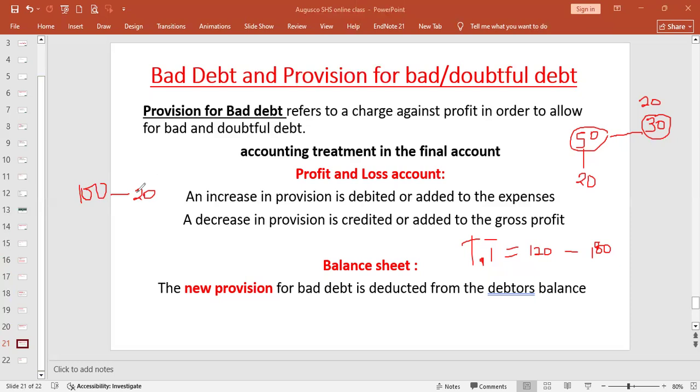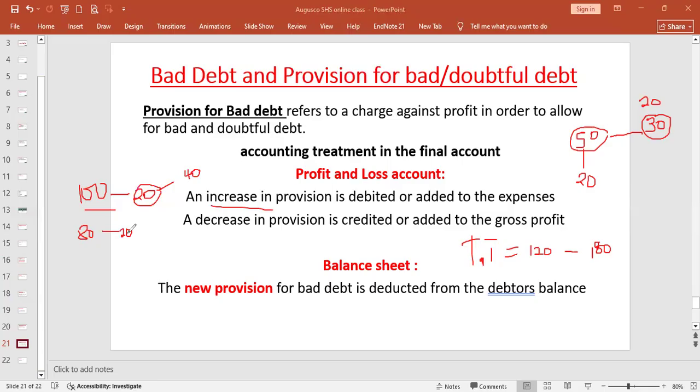So it means that this 20 cedis was charged as an expense. So after making this provision, your profit will now come back to what? 80 cedis. If it turns out that this provision of 20 cedis you made is very small, you need to increase it to, let's say, 40. So if you need to increase it to 40, then it means that you need an extra 20 from your profit. So you come back to your profit and what? Subtract again. That's why we say for an increase, you add it as an expense, because it has to be subtracted from the profit.